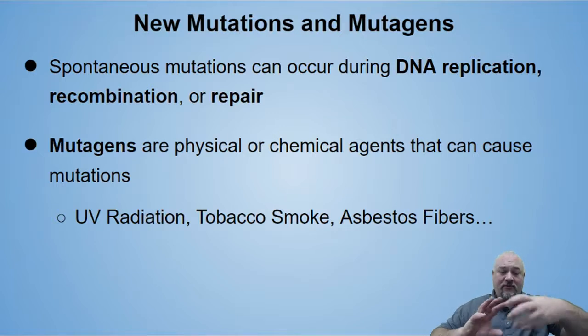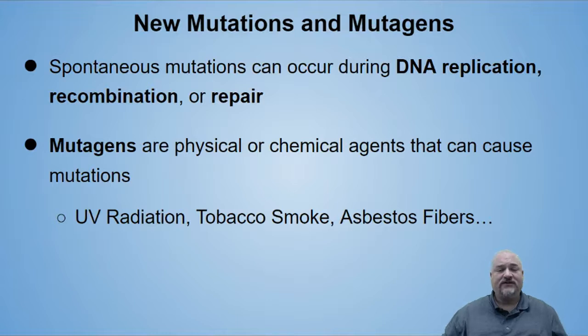We can get mutations when we do recombination, when we're going through the process of meiosis, or when we're doing repair, we can make mistakes in the repair as well. So that can happen spontaneously with no outside influence. We can also get mutations caused by things called mutagens, which are either physical or chemical agents that can cause mutation. So UV radiation, tobacco smoke, asbestos fibers, you name it, things you think of as carcinogens, those are mutagens.